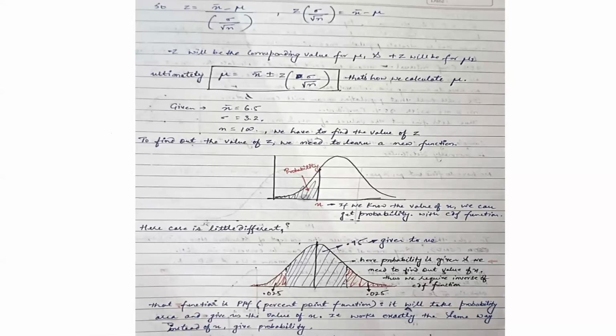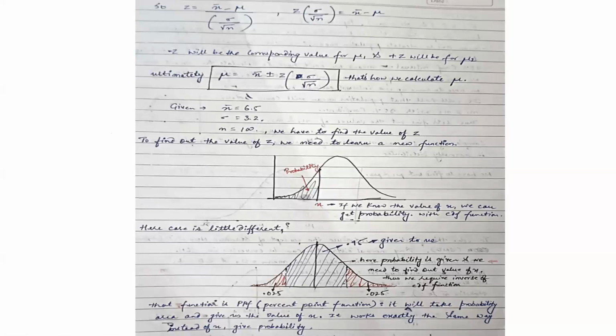So if this blue area is 0.95, 95%, and it is a two-tail test, then the total area of both tails will be 5%, because the central blue area is 95%. So this area plus this area, the left tail and the right tail, will equal the remaining 5%. And if I divide it, it will be 0.025 at both ends.